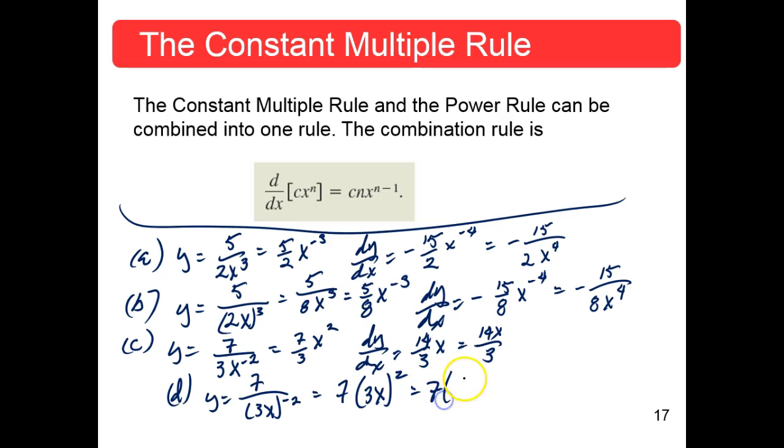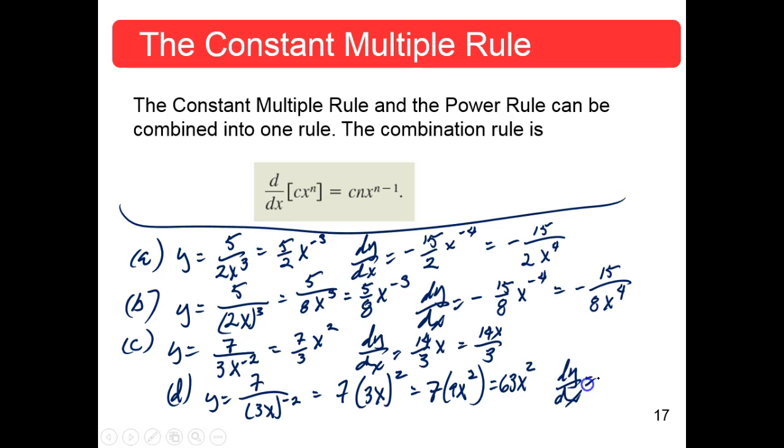7 times, I heard you say it, 9x squared, right? You square both of those. And what's 7 times 9? 63x squared. There's all the work of the problem. The derivatives are the easy part.